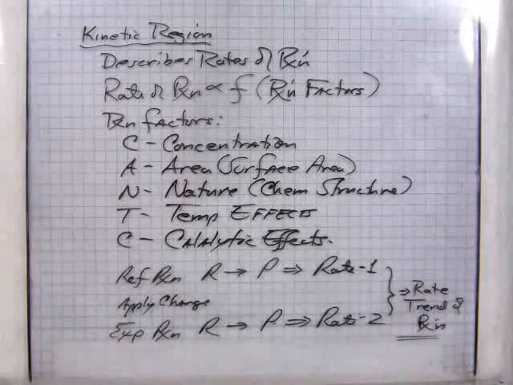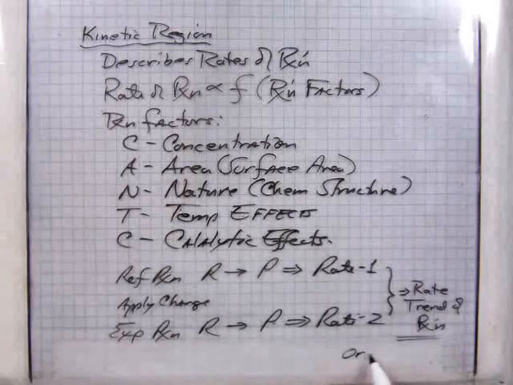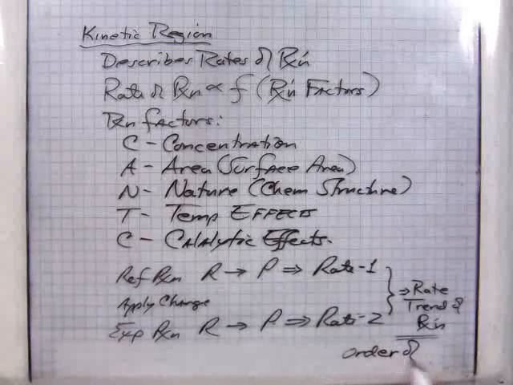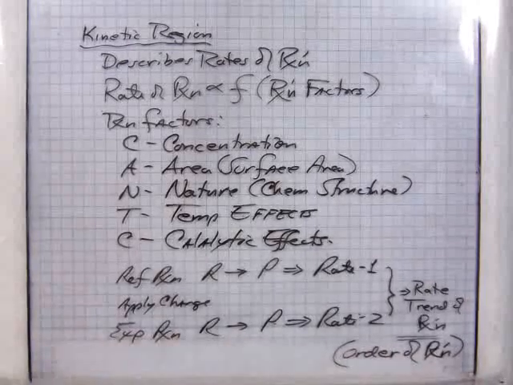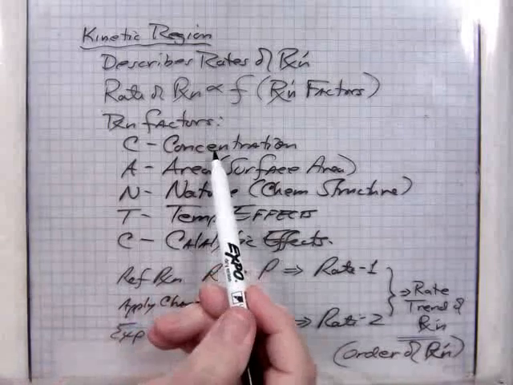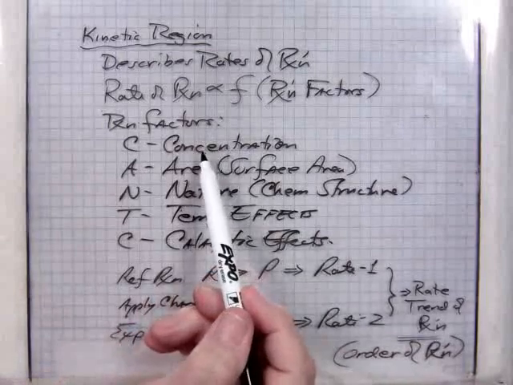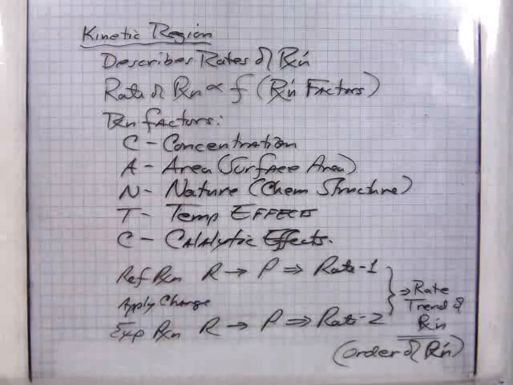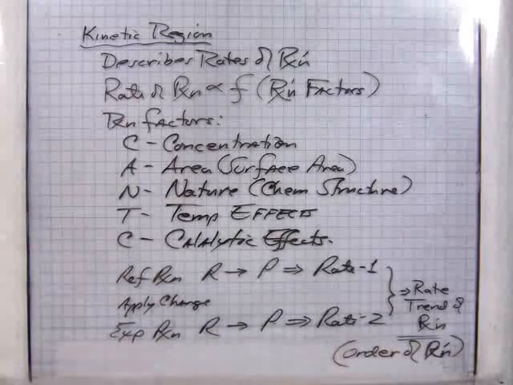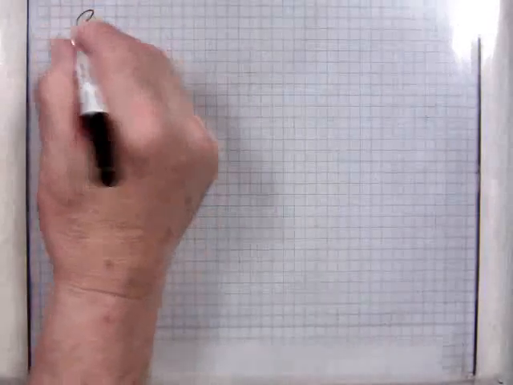And we call those order of reaction. And that's where we are in our study. We were talking yesterday about concentration effects. And so how does changing concentration affect the rates of reaction, and how do we identify certain rate trends or orders of reaction? Okay, concentration effects.